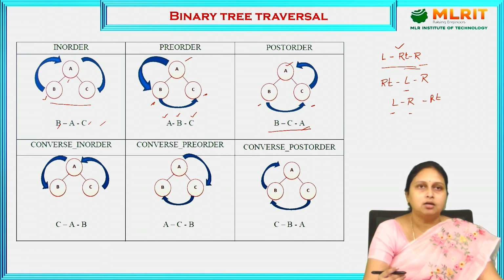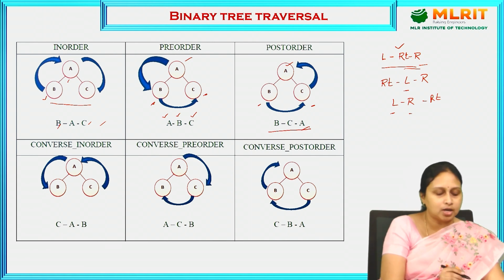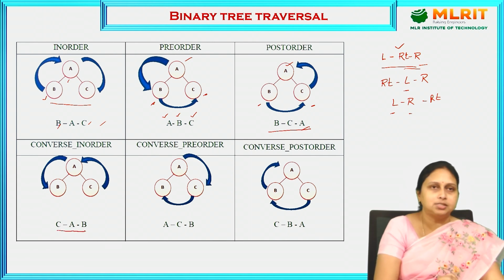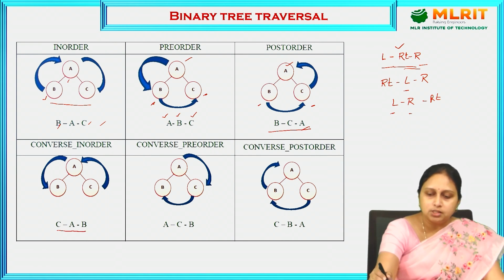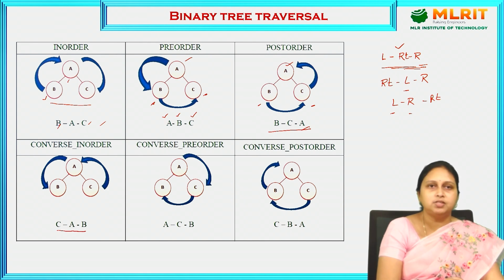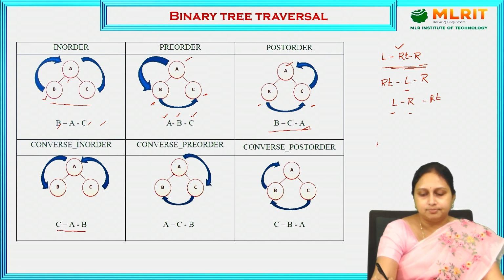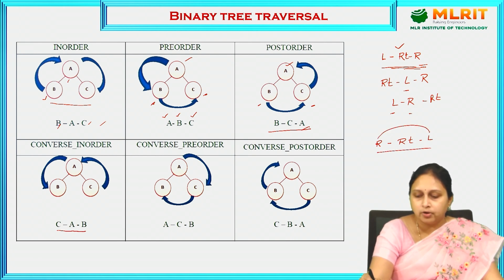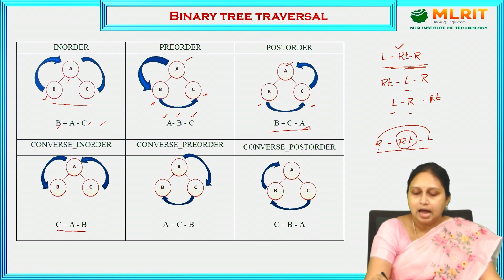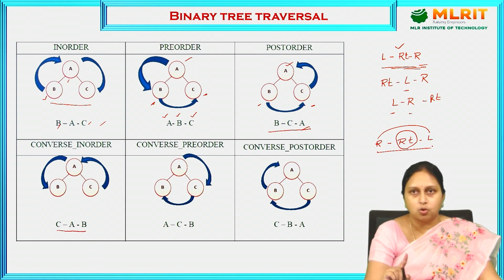Now coming to the converse, or opposite, of the in order, pre-order and post order traversals, look into this diagrammatic representation and the visited nodes. Opposite to the in order traversal, first we need to visit the right subtree, then the root node, and then we need to visit the left subtree. Just see here, these two are going to be changed. The root node will be the same, and the left and right children are in the reverse order.